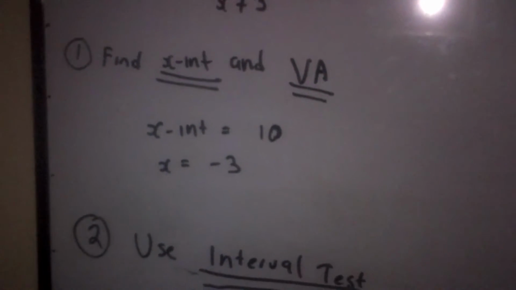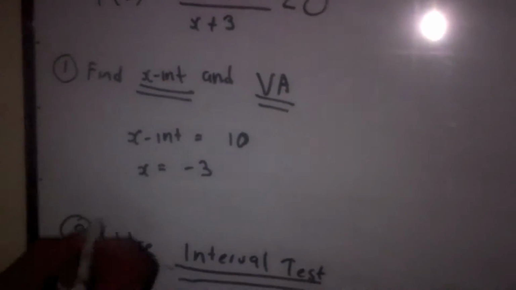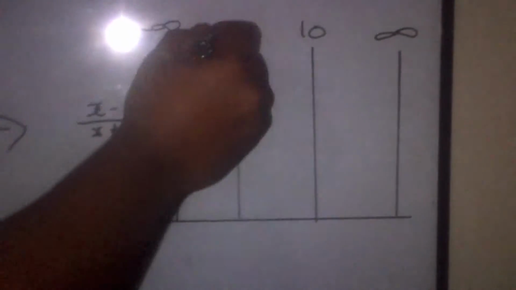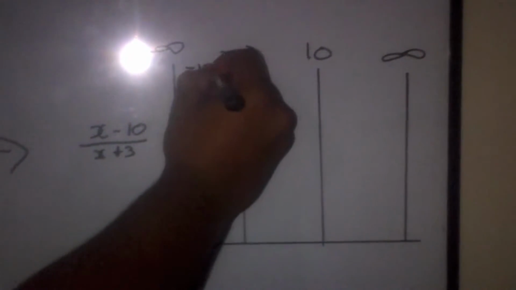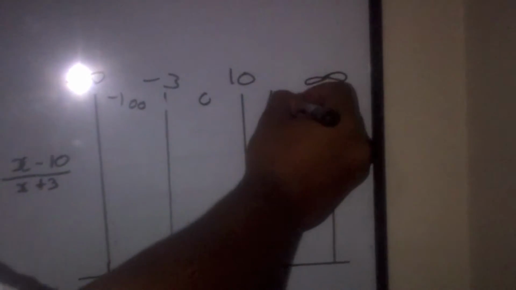Since we have those values, we can go straight to the interval test. I've already made the chart for you, and we would just put the values in. Before we do that, we have to substitute values that are in between these numbers. So we could use negative 100, 0 between -3 and 10, and another positive 100.